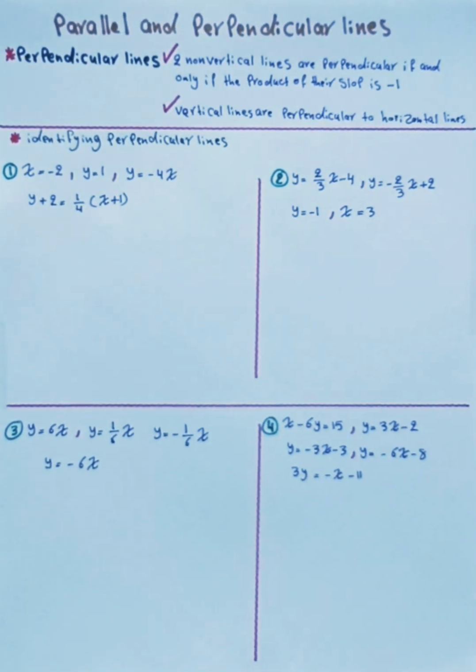After that, in the second main part of this lesson, I'm going to talk about perpendicular lines. The first one: two non-vertical lines are perpendicular if and only if the product of their slopes is negative 1.